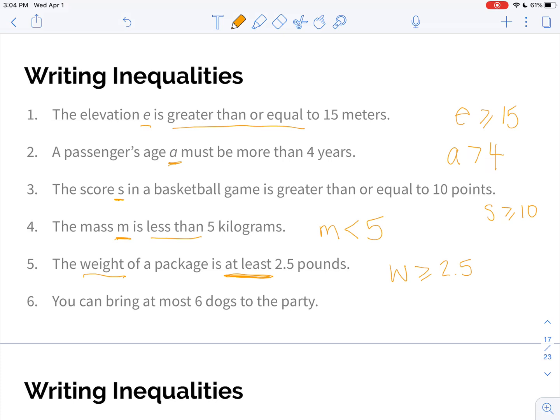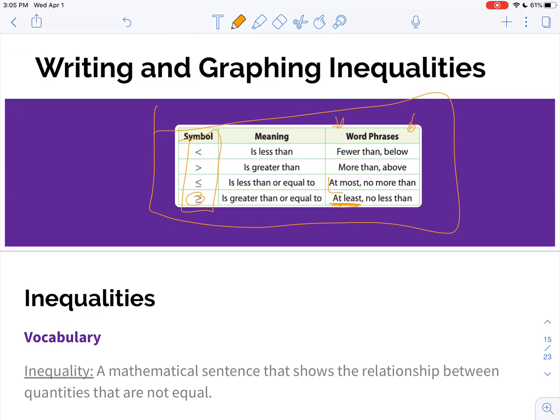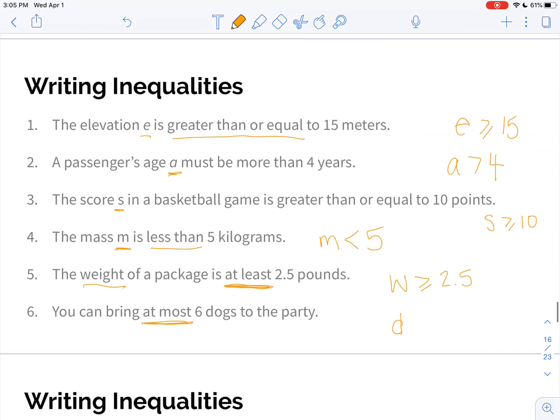And then number 6, you can bring at most 6 dogs to the party. We're talking about dogs here, so I'm going to use the variable D. And at most, if you scroll back up, would actually be the less than or equal to symbol.